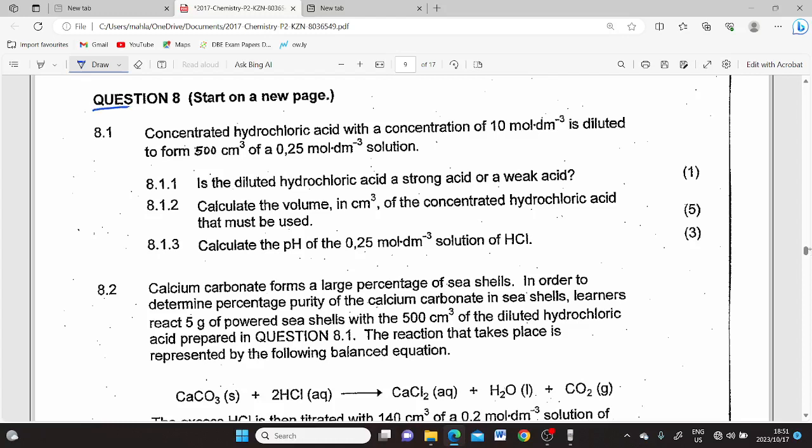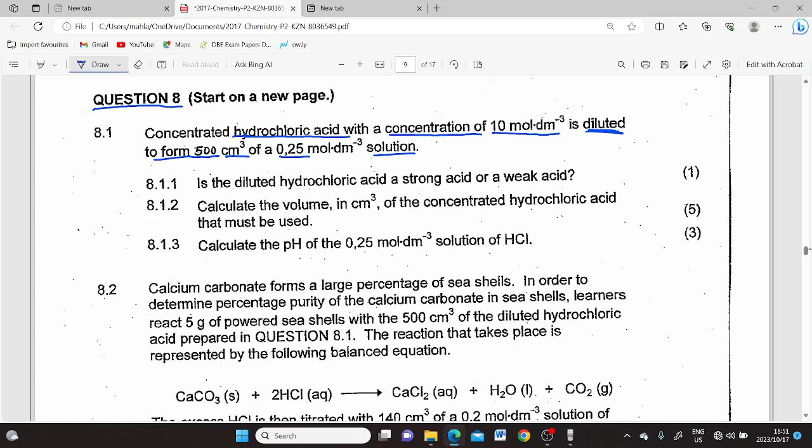Question number 8, that is acid and base. Now concentrated hydrochloric acid with a concentration of 10 mole per decimeter cube is diluted. Now we're diluting to form 500 centimeter cube of a 0.25 mole per decimeter cube solution.